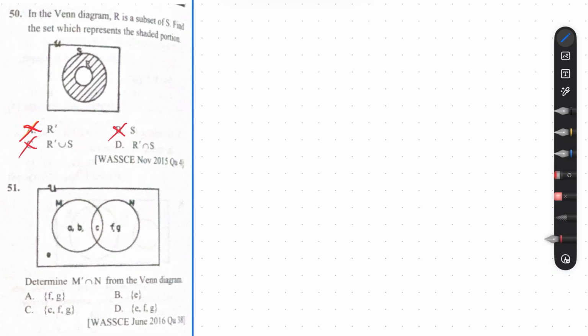That leaves our answer to be D. But let's confirm if it's true. It says R complement, which is everything outside of R, intersection S. That means the things that are common to S, and the things outside of R, and the things that are common are in S. So that means this is part of the intersection, this is part, but then this is not part, because it cannot enter into the intersection. Which is R complement, everything outside of R. So that's our answer.